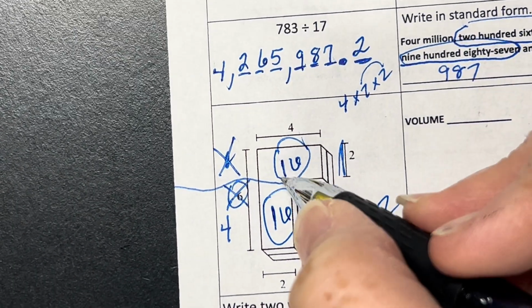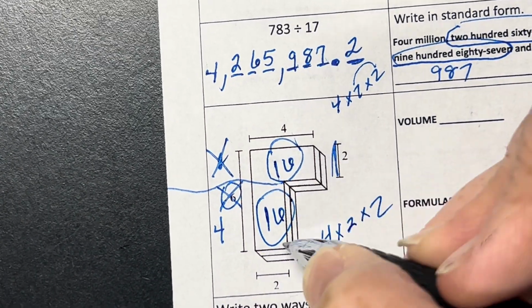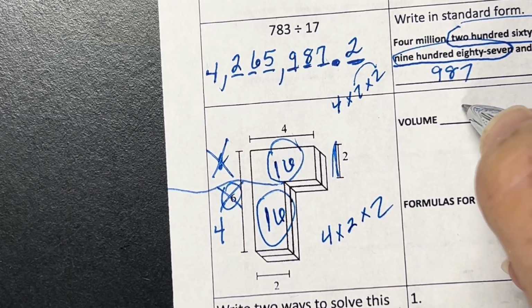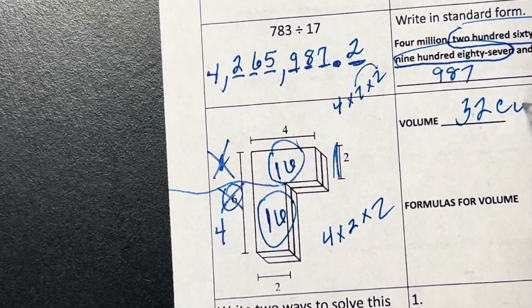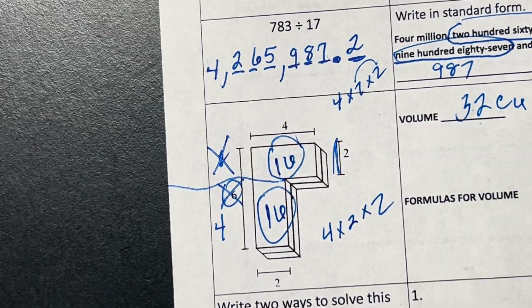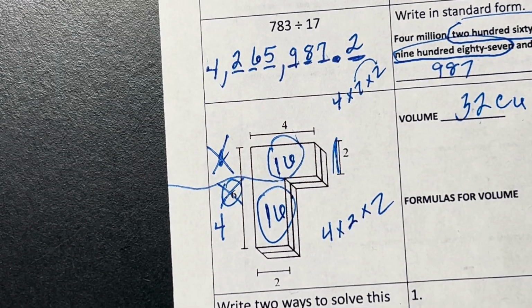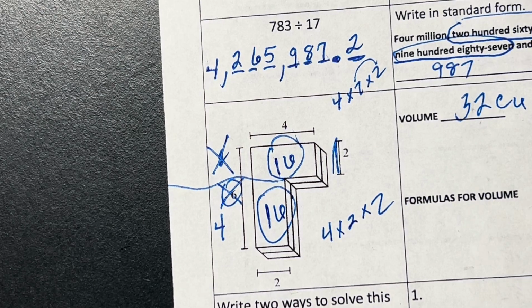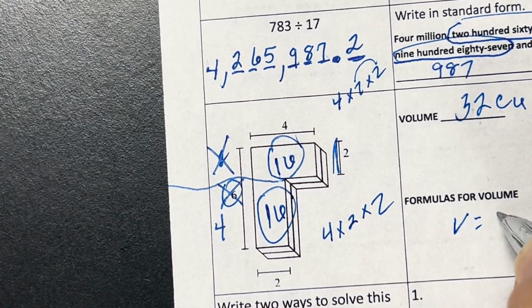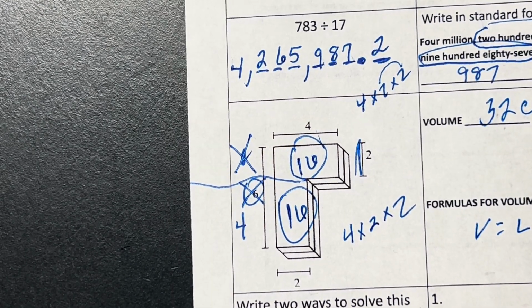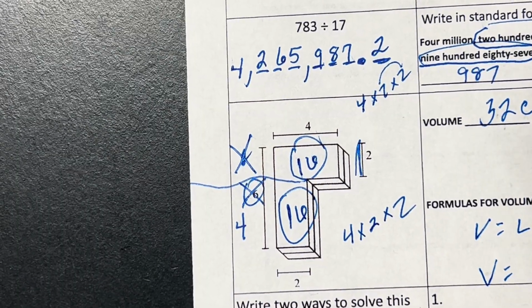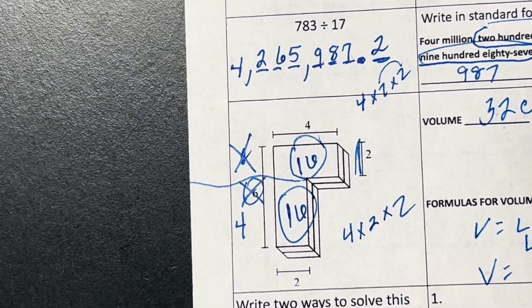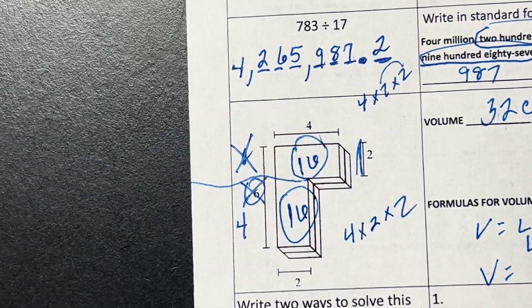Put it together. 10 and 10, 20. 6 and 6, 12. 20 and 12, 32. Cubic units, because remember, we're dealing with cubes, 3 dimensions. Units, because we don't know what our unit is. Volume is length times width times height, or base, which remember, base is your length times your width times your height.